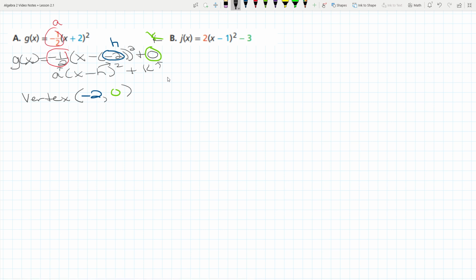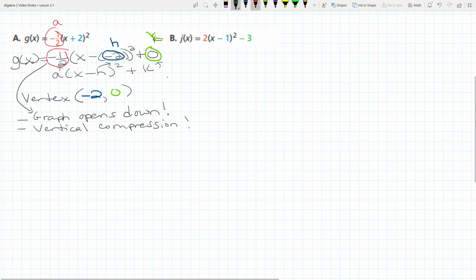So that's our vertex. Now, looking at the A, this is telling us that A is actually negative. So since A is negative, the graph opens downward. And it also tells us that we have a vertical compression because 1/2 is less than 1.